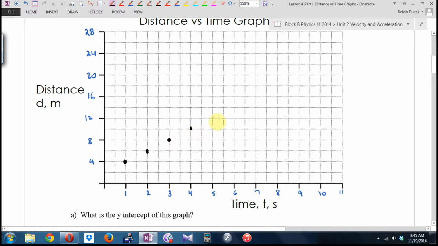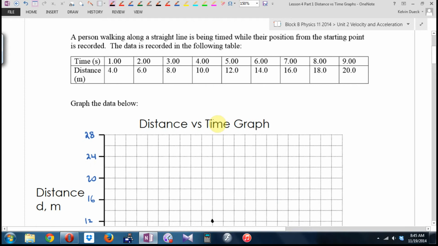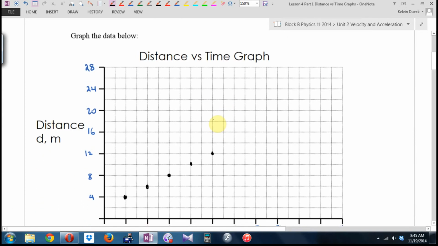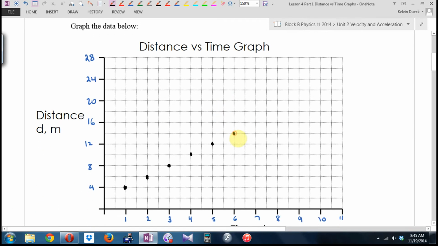5, 12? How far do I go? 6, 14, 7, up to 9. Okay. So 6, 14, 7, 16, 8, that, 9, that. Again, I cooked the data. I just made up nice numbers. Usually in real life, you'll find there's some variation.